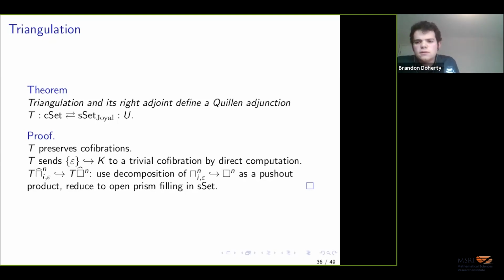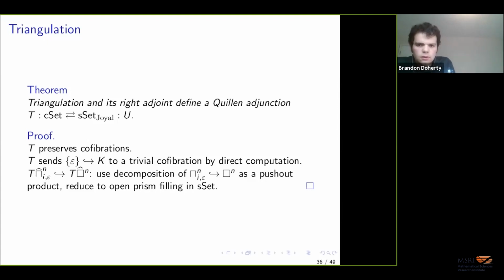And to do that, we can decompose any boundary inclusion as a push-out product of lower dimensional boundary inclusions. Push-out product, I mean, with respect to the geometric product. And by doing that, we essentially reduce the problem to showing that triangulation sends a one-dimensional boundary inclusion to a monomorphism, and that is clear.